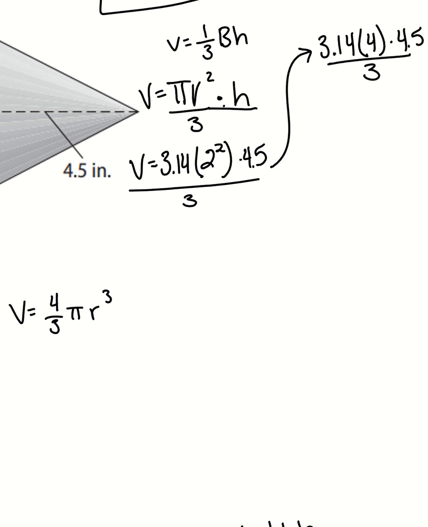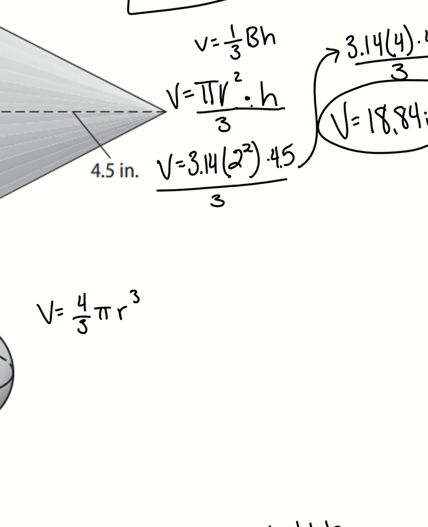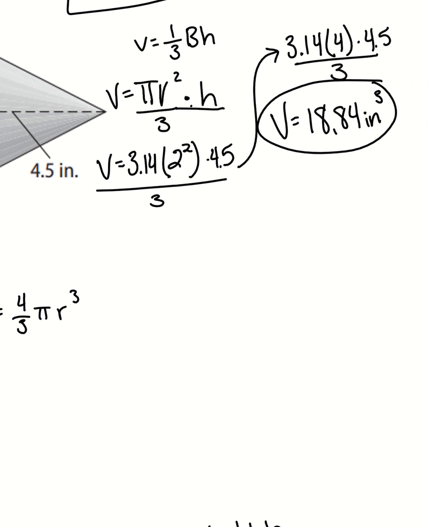I'm just going to go ahead and plug all of this into my calculator real quick. 56.52 divided by 3. The volume for this is 18.84 inches cubed. Okay, so again, I just did 3.14 times 4 times 4.5, and I got 56.52, and then I divided it by 3 and got 18.84 inches cubed.